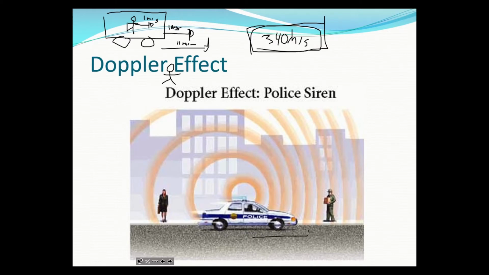So let's say that this cop car is moving at 10 meters per second, and these waves want to travel out at 340 meters per second. Well, these waves can't move 350 meters per second. That's not how it works. They have a certain speed limit. That's how waves work. So what happens is, because these waves are flying out of here with that extra speed, they end up bunching together.